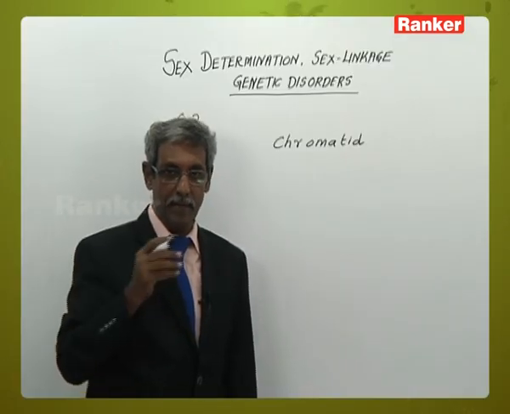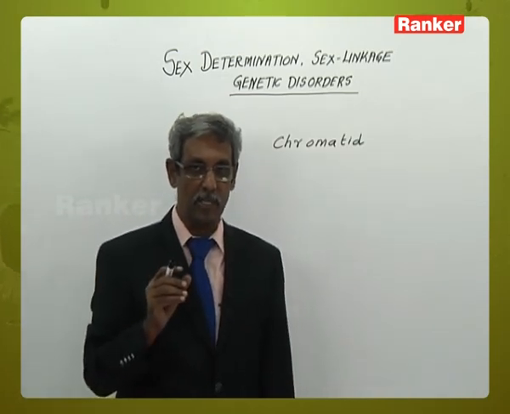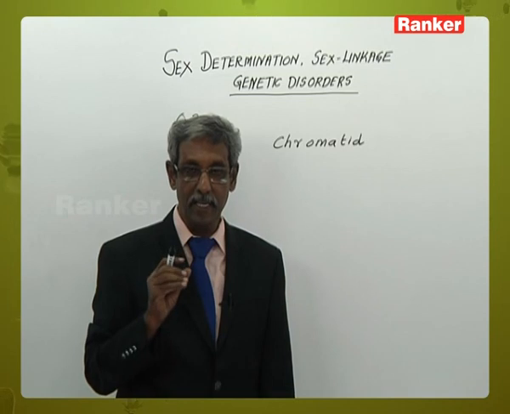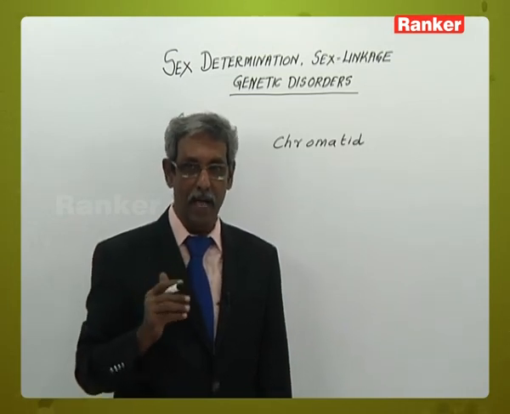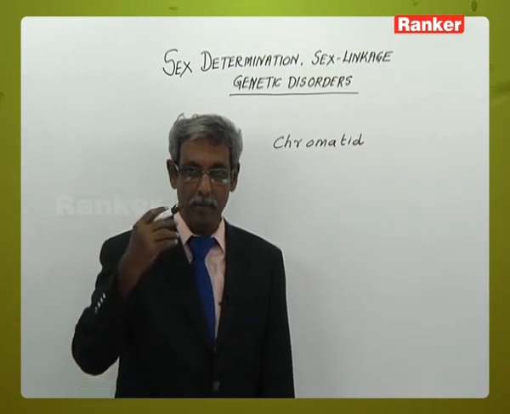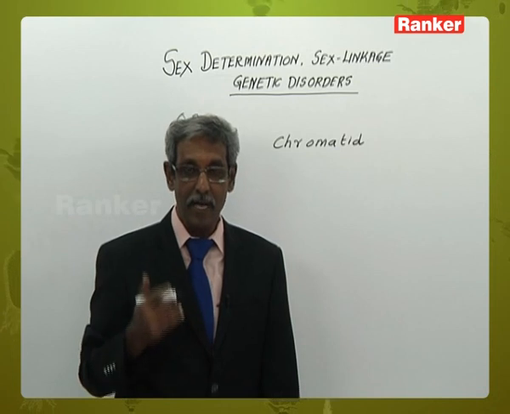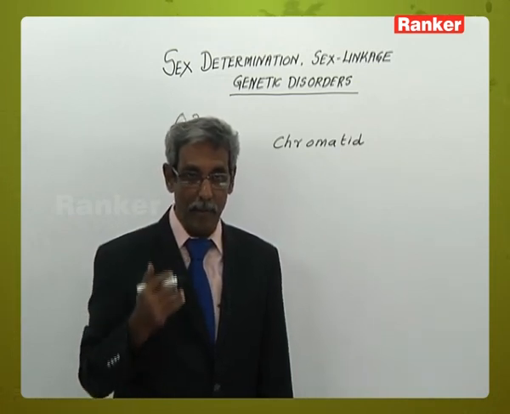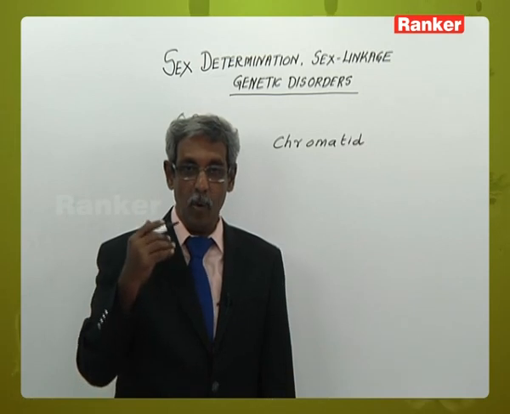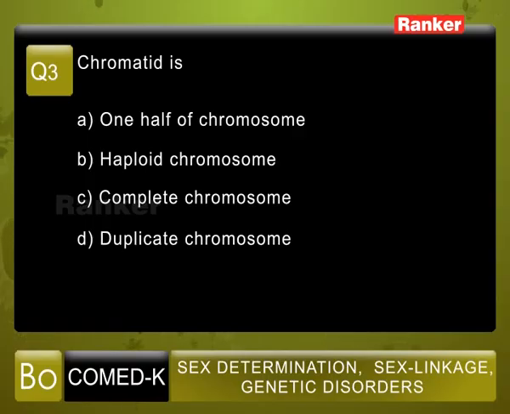As you understand, chromosomes are rod-like structures which are clearly seen during the cell division of a living organism. And a chromosome can be segregated into 2 halves. The 2 halves are predominantly termed as chromatids. A chromatid is half of the chromosome. Hence, the right answer is A.